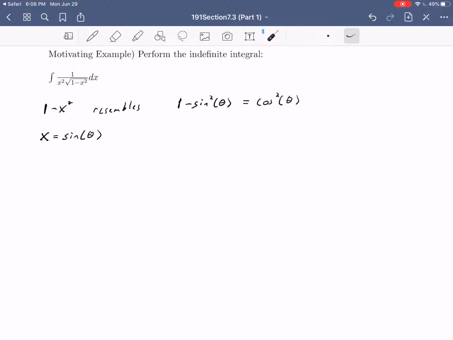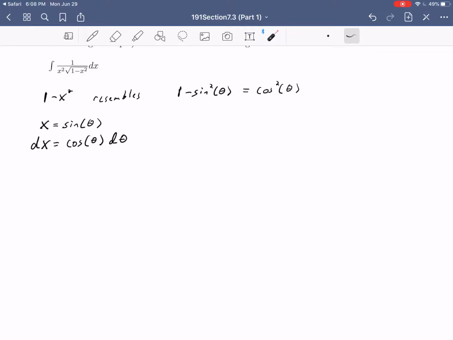Now, of course, we know that when you substitute into an integral, you can't just substitute for the variable, you also have to substitute for the differential. So let's differentiate this. dx would be equal to the derivative of sine, which is cosine theta d theta. And we can just plug that in directly.